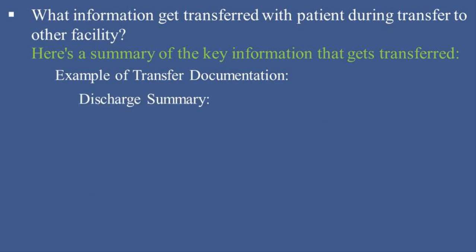Discharge summary, patient admitted for acute chest pain, diagnosed with an acute myocardial infarction. Treated with thrombolytics and started on a beta blocker. Developed heart failure requiring diuretics. Transfer needed for advanced cardiac intervention. Consultations, cardiologist recommended transfer for urgent coronary angiography and possible intervention.